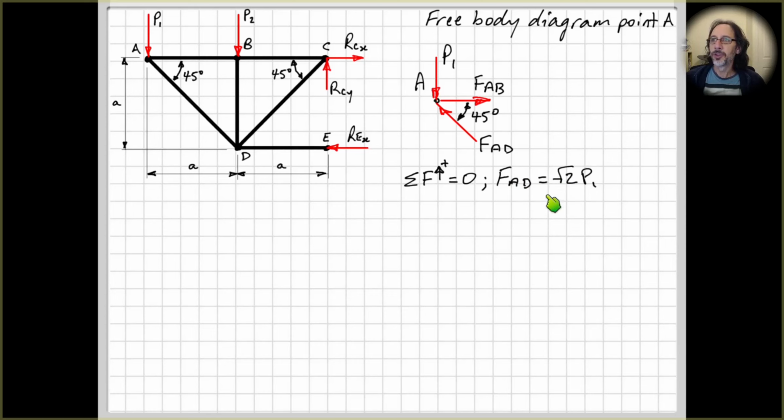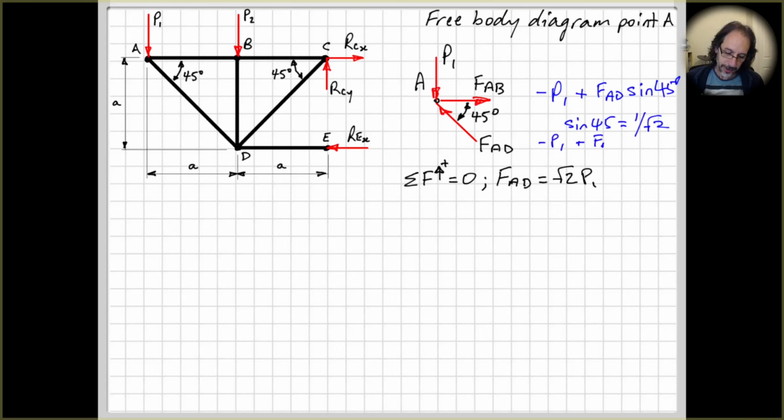I've done a bit of a shortcut here, so let me write in for you the steps before the shortcut. All right, so sum of the forces equals 0. So we have P1 minus P1 plus FAD sine 45. And we know sine 45 is equal to 1 on root 2. Okay, so therefore we have minus P1 plus FAD on root 2 equals 0. So if we rearrange that equation, hopefully you can see how we go from there to there.